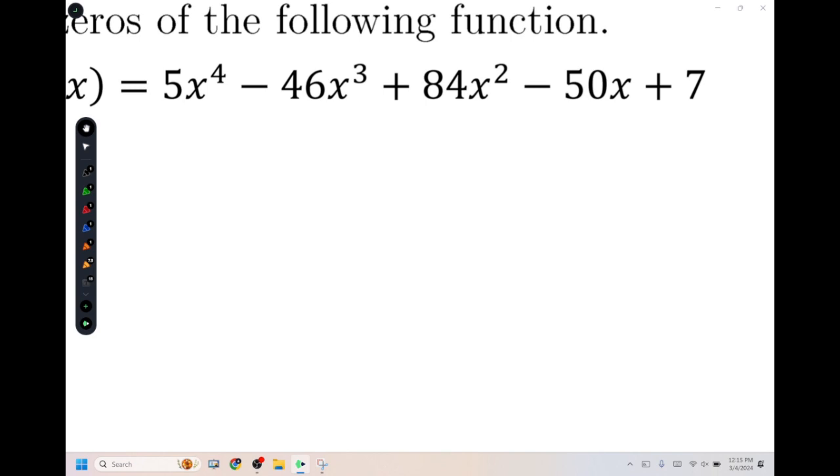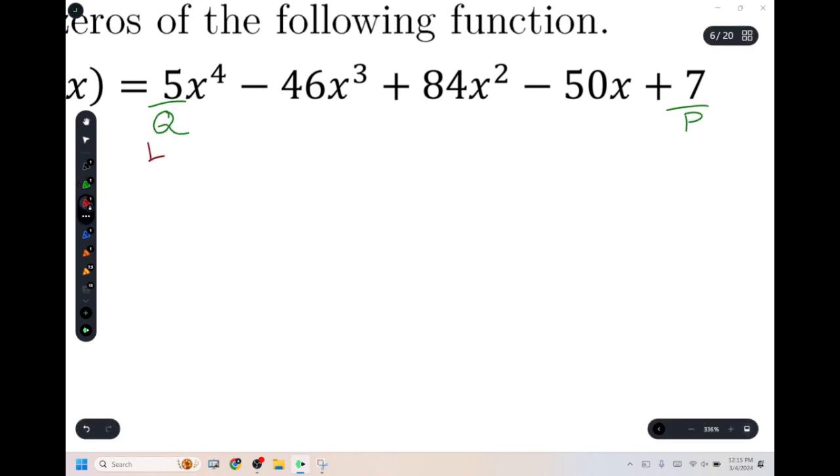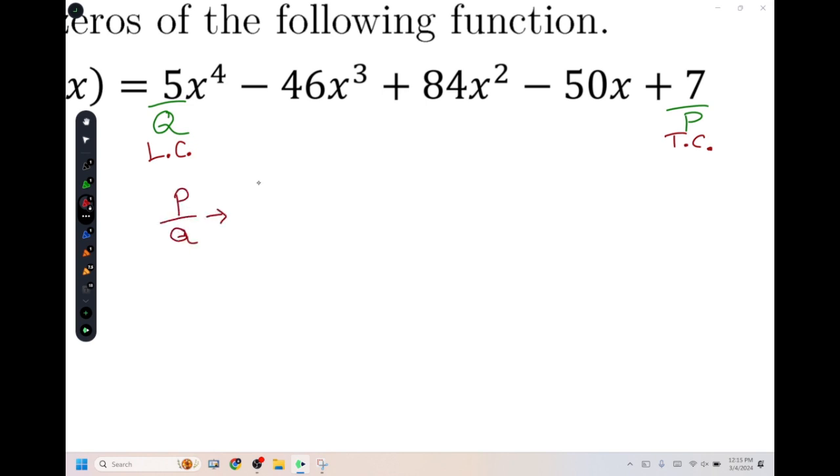Not that each individual step is incredibly difficult, just that there's like 2 or 3 steps that you have to get through. So, if anybody remembers what the first step is, take that now. P over Q. I don't like how it's not in alphabetical order. But it's fine. This is Q, and this is P, right? Or you could call it leading coefficient over the trailing constant. Either way, totally okay. So we're doing P divided by Q, which is equal to 7 divided by 5. But then what do we do with that information?